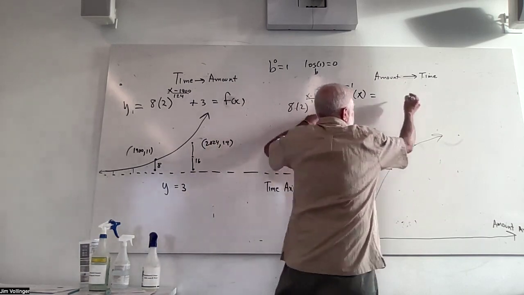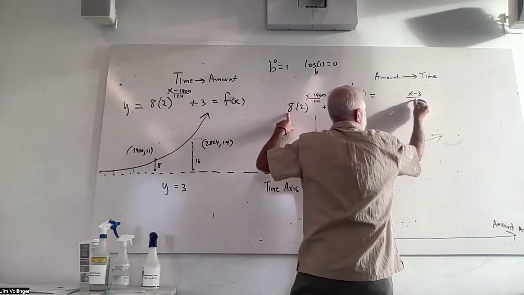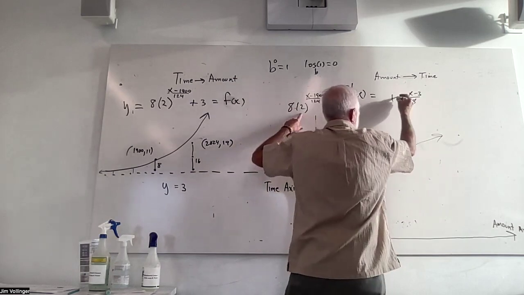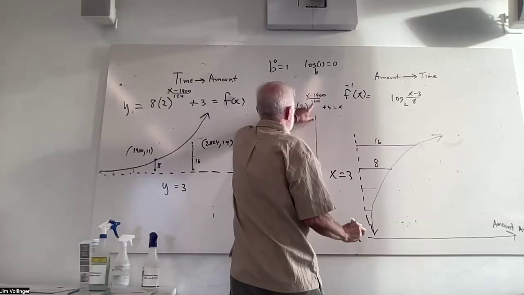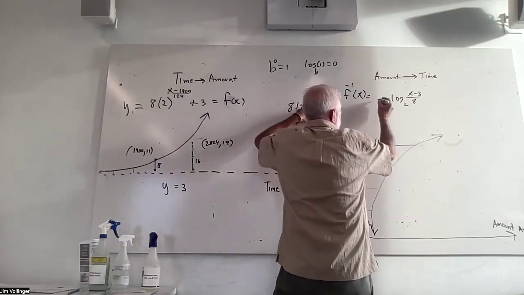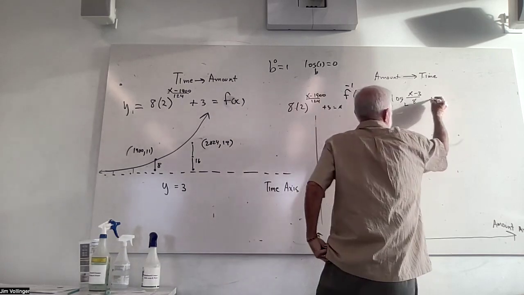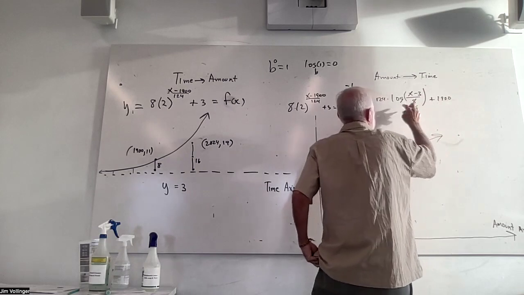So I would subtract 3. I would divide by 8. The inverse of exponentiating base 2 is log base 2. We've been working on that. Let's move this equal sign over a little bit. Dividing by 124 means we're going to multiply by 124, and then we're going to add 1900. Now I got to put parentheses around the argument. I'll make that a better 2.